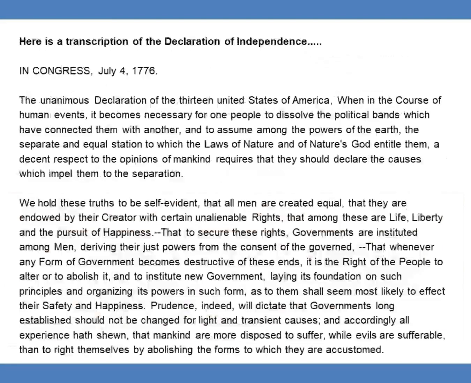Here's a transcription of the Declaration of Independence. In Congress, July 4th, 1776.